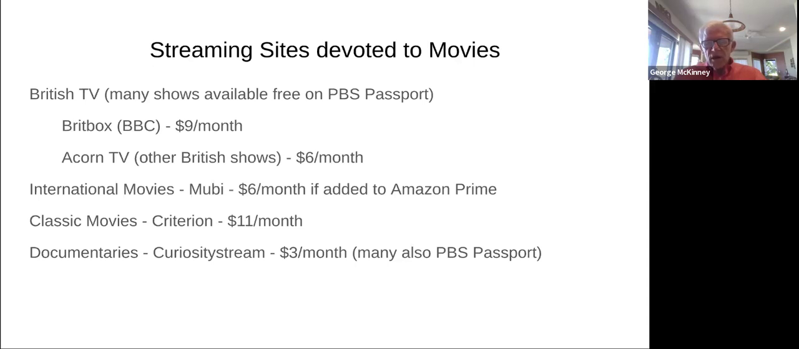We have historically taken BritBox. International movies, there's a site called Mubi, and that's typically added to Amazon Prime. Classic movies, there's a site called Criterion.